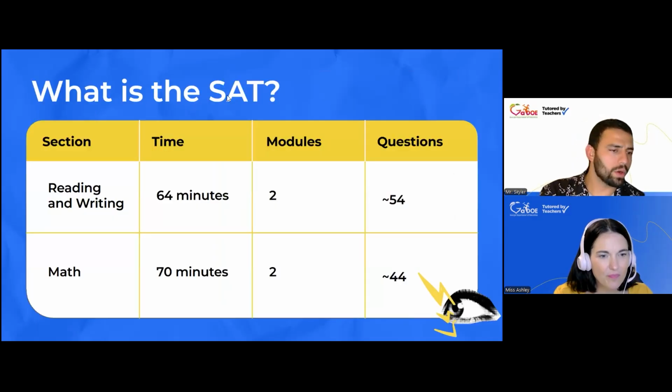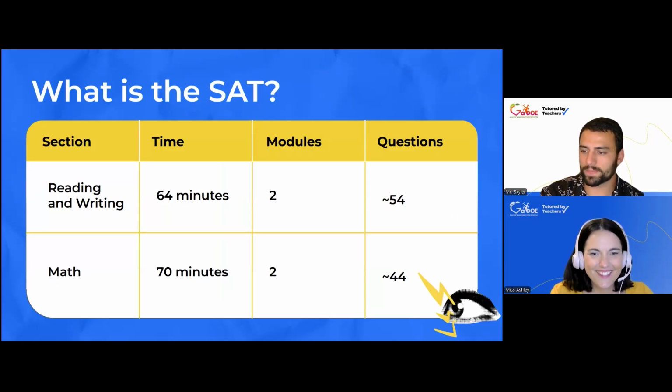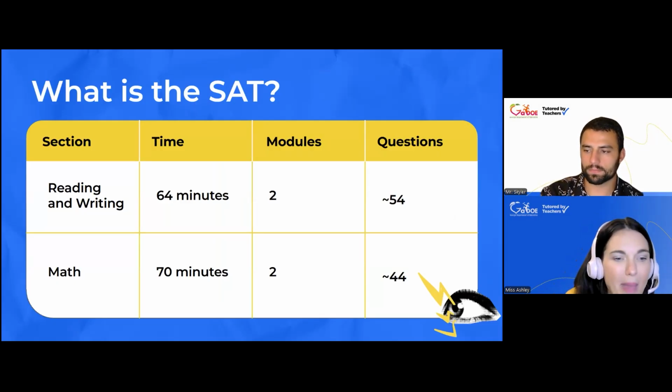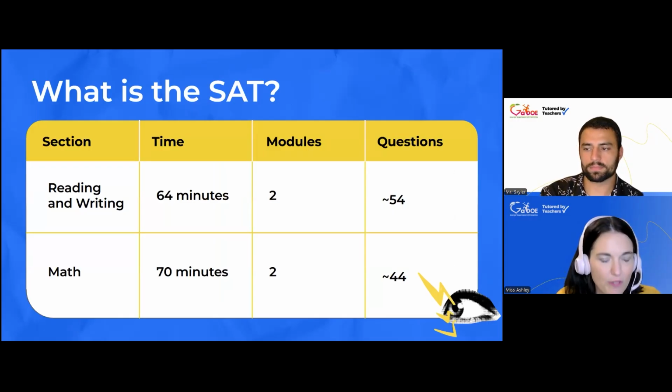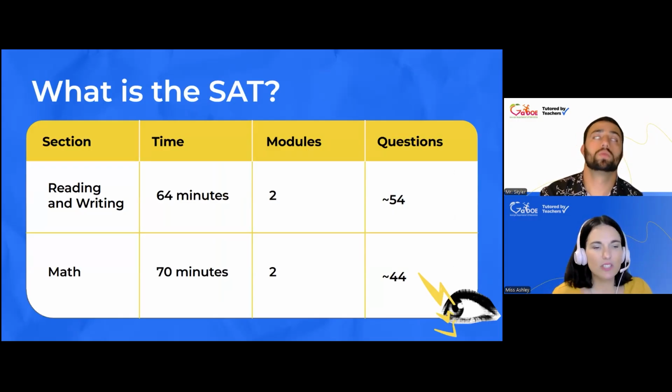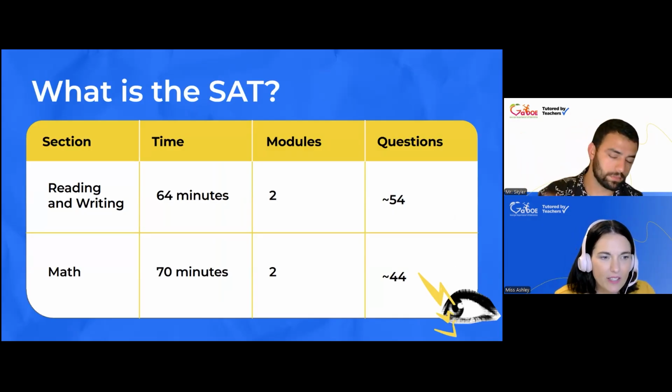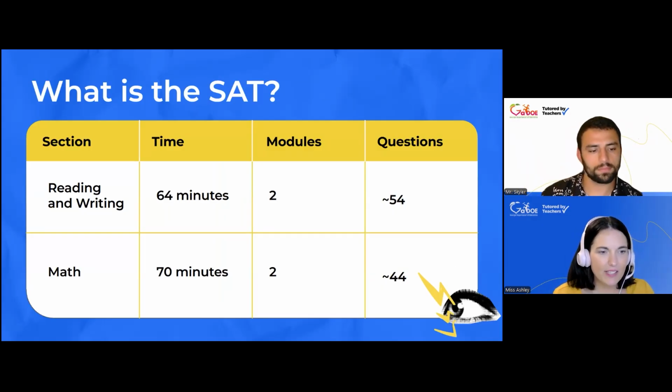Now, we're going to talk a little bit more about the SAT. Miss Ashley is an expert on the breakdown of the modules. She's going to use that word a million times. Please, Miss Ashley, break this down for us. Yes, the SAT math portion has 44 questions and it's 70 minutes. It builds on skills from your reading and writing. The timing and pacing is about 95 seconds per question.